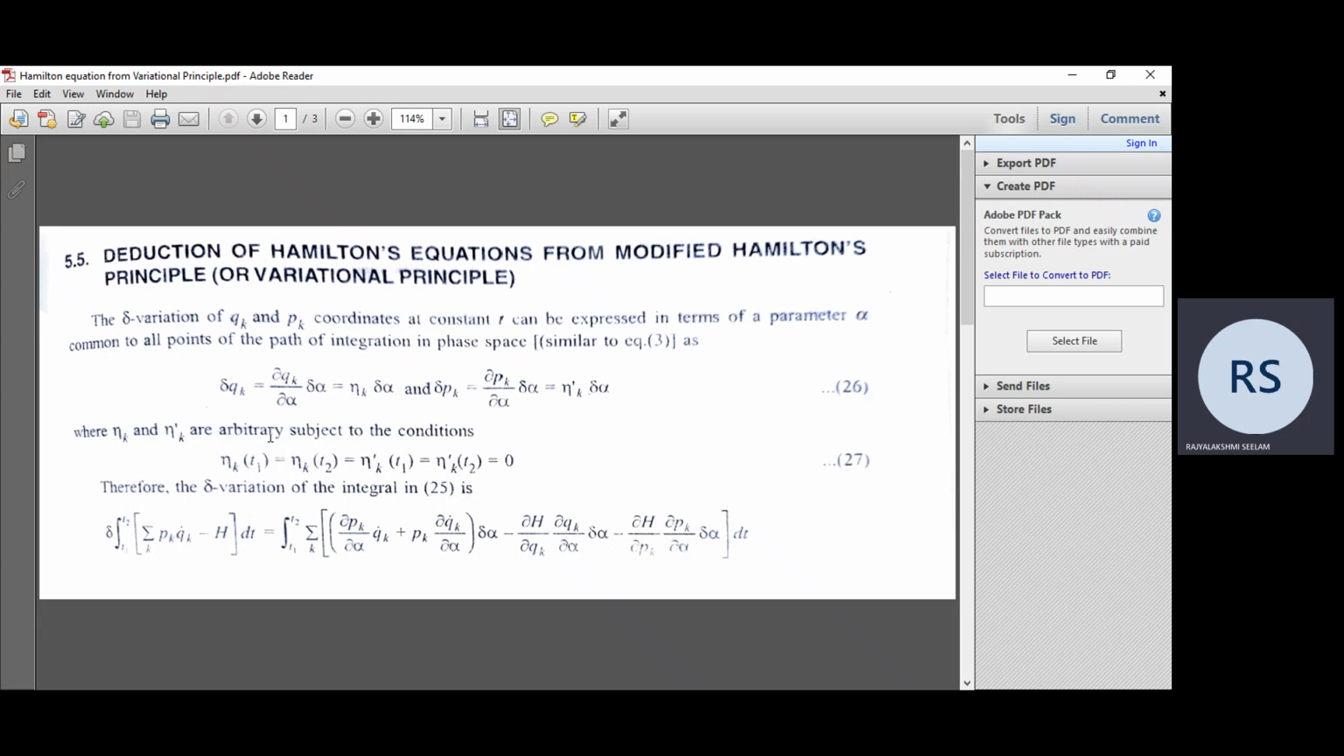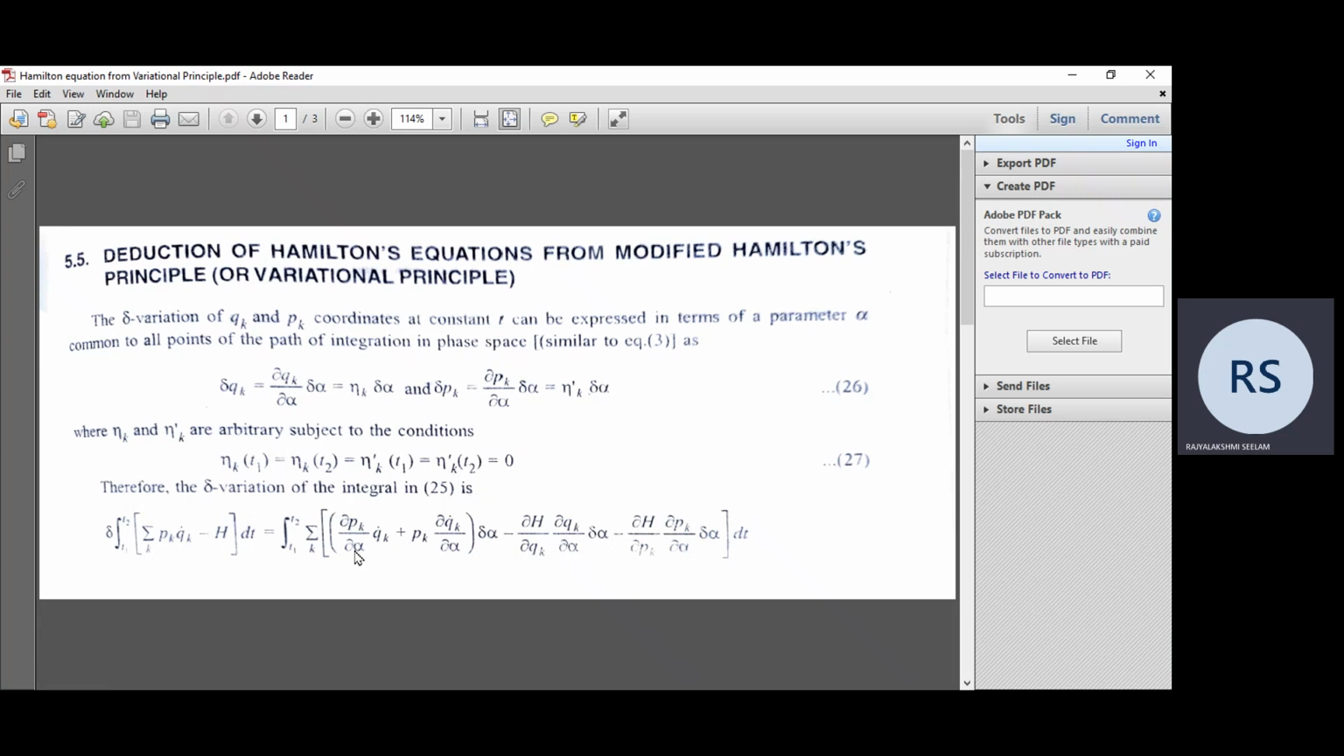These two are arbitrary subject to the conditions. So here we have the conditions: eta k at time t1, eta k at time t2 equals 0, and also eta dash k at time t1, eta dash k at time t2 equals 0. So here for these eta k, eta dash k we have the conditions at time t1 and time t2. These values equal 0.